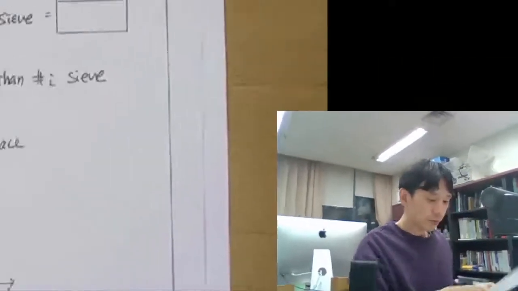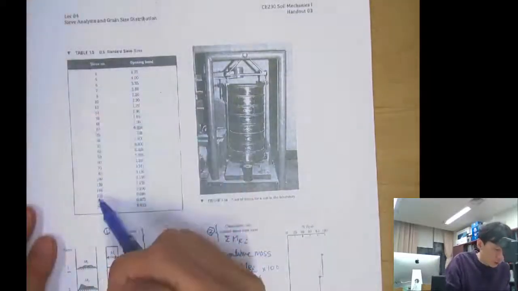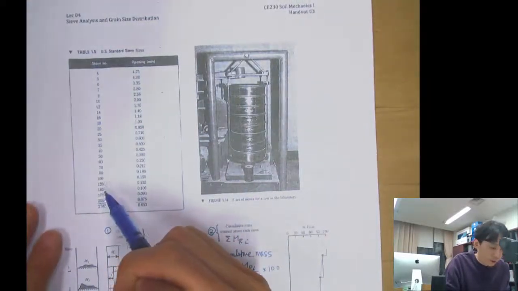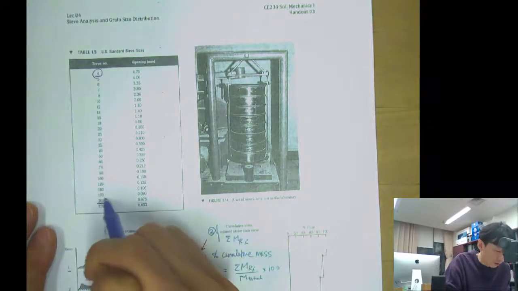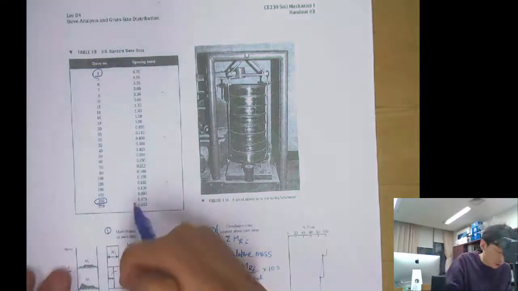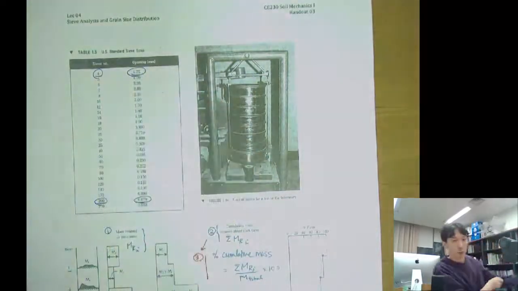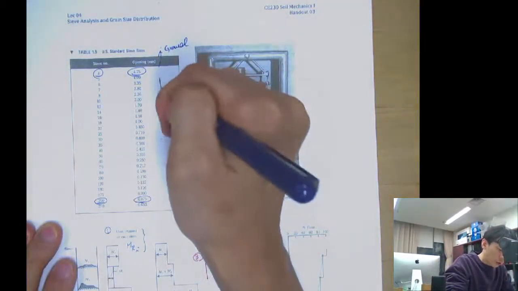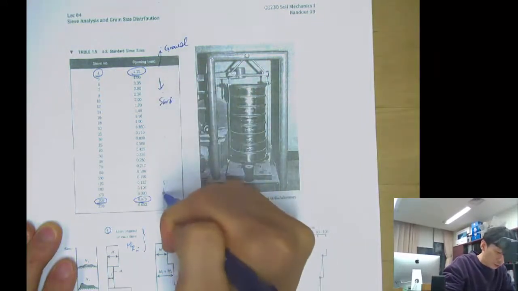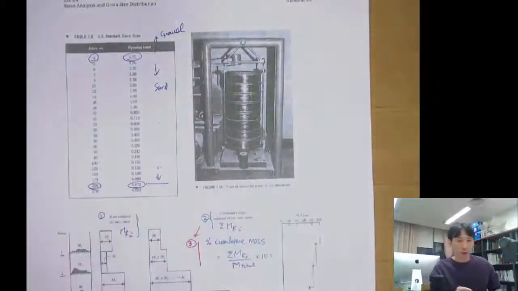Okay, so let's look at the handout. This one. The handout shows the different sieves with the various opening sizes. So here's the sieve number 4, and here's the sieve number 200. As I said, number 200 has the 75 micrometer opening, and number 4 sieve has the 4.75 millimeter. So above it, it's gravel. Below, it's sand up to this part, right? And below the 75 micrometer, it's fine grain soil.